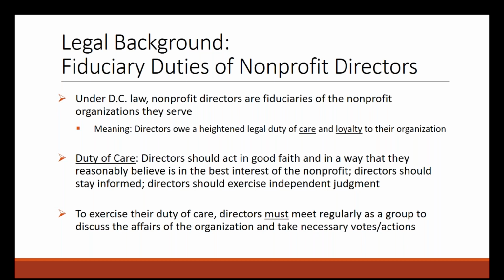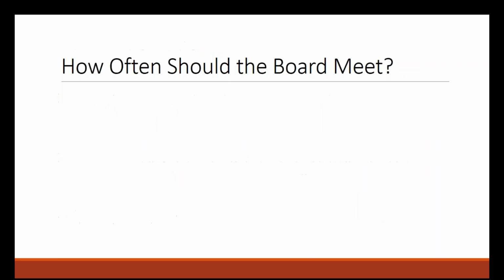So under this framework, board meetings are one of the key venues where the directors get together, they share and exchange information, they debate issues, they engage with the issues affecting the nonprofit, and they take necessary actions. That's why, from a legal perspective, it's really important that you're conducting your board meetings properly.